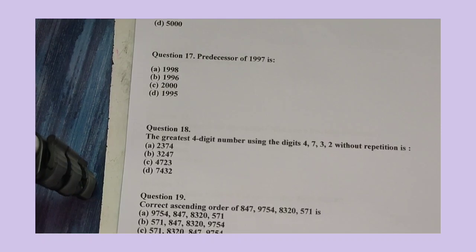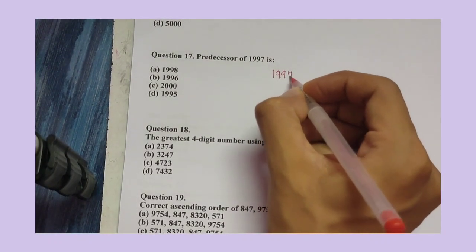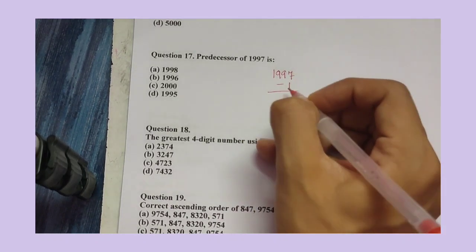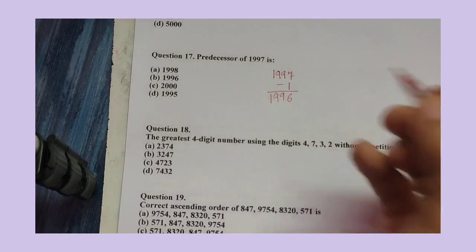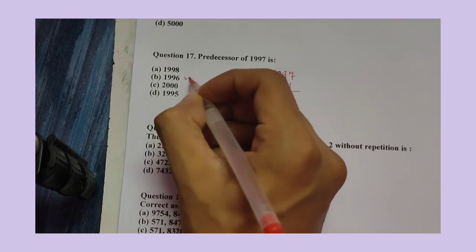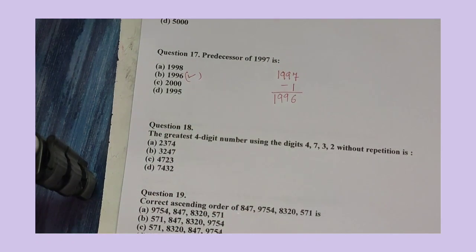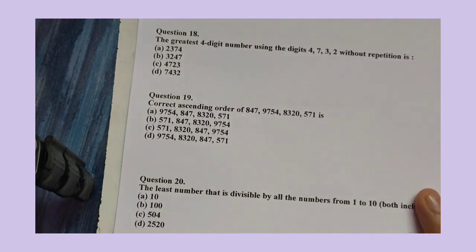Now to always find a predecessor of any number, we subtract 1 from that number. So if we subtract 1 from 1997, we know that 7 minus 1 is 6, 9 as it is, 9 as it is, 1 as it is. So the predecessor for the number 1997 is 1996. So option B is the correct one. Okay. Now moving further with question number 18.